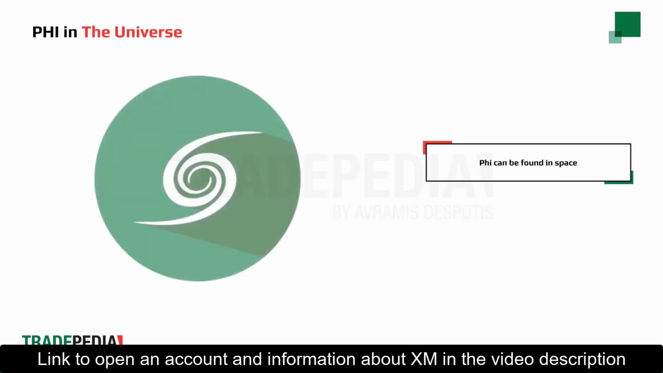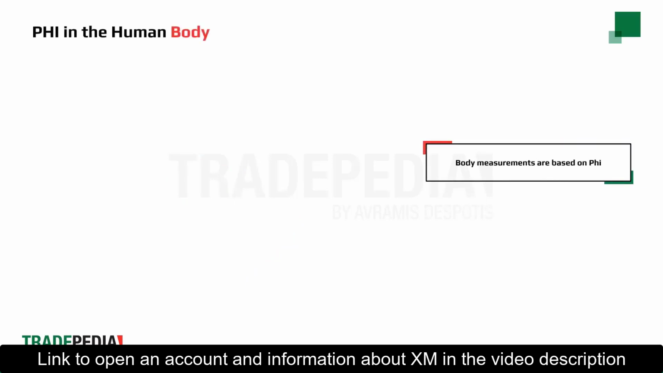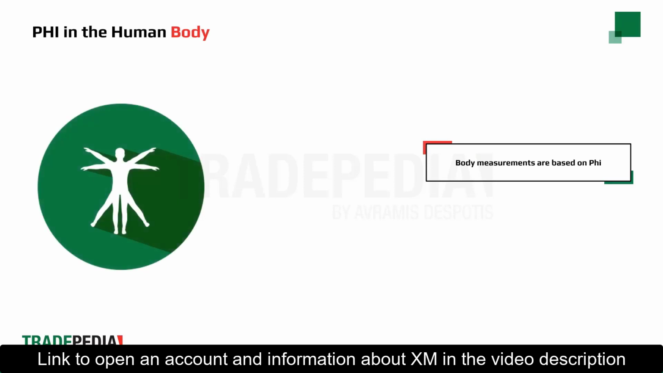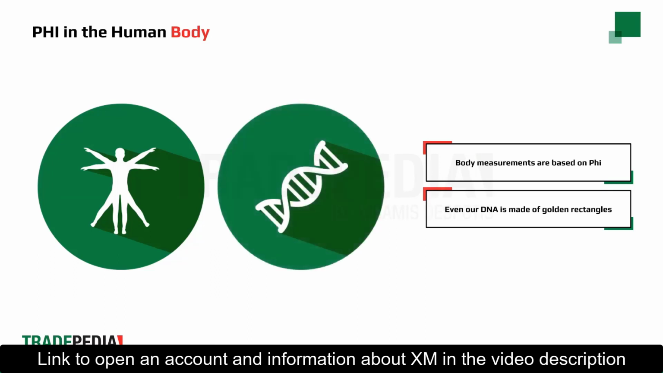Where else do we find phi? Phi can be found in space. The galaxy follows the shape of a golden spiral. The human bodies that are considered perfect by other people are symmetrical based on phi. That means if you measure the distance from the floor to the belly button, and it is 1 meter, then from the belly button to the top of the head is 0.618 meter. This is the perfect body. Furthermore, this is a picture of our DNA. Our DNA is made up of golden rectangles. It is 21 by 34 angstroms.